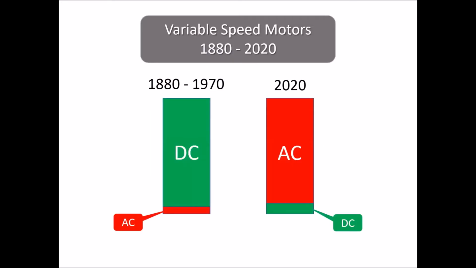You can see here, historically, from the time that power generation became widespread, for the best part of the first 90 years, the only effective variable speed motor was a DC one. There were a few AC ones, as you can see there. When power electronics came in the 1960s, 70s, things gradually changed, and now the vast majority of variable speed electric motors are AC.